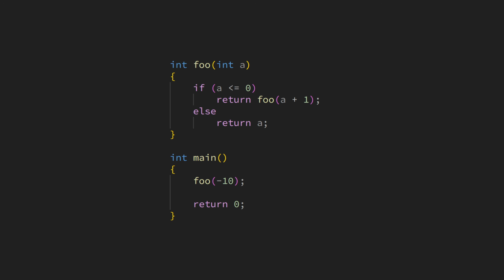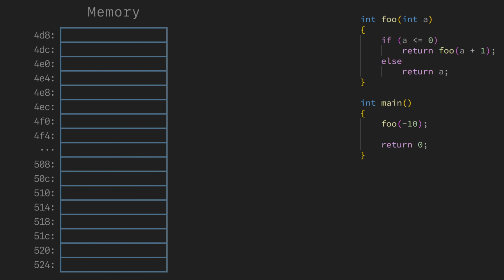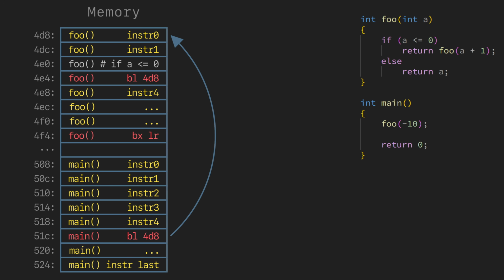Let's go through this example. Main is calling the foo function with -10. Foo will recursively call itself a few more times until the argument becomes 0. After that, the whole chain will return back. What happens in the machine code? Main calls the foo function for the first time. BL updates the link register and the link register points to the address 520. We jump to foo. It's a good time to save the current link register.